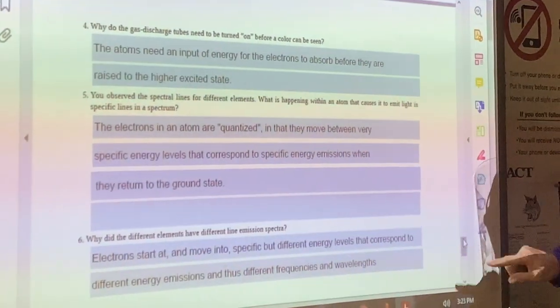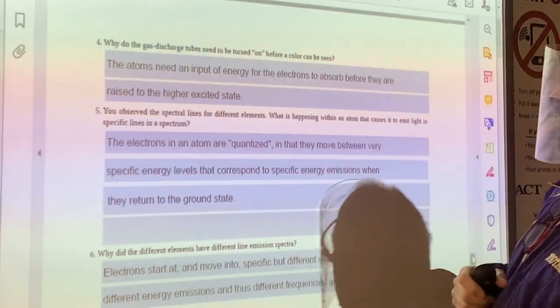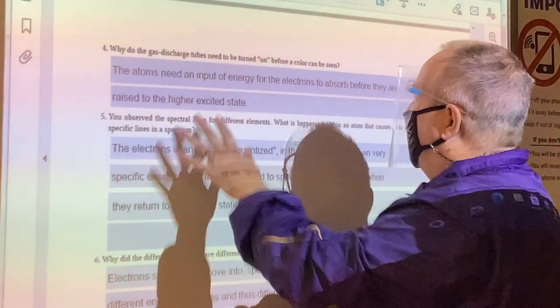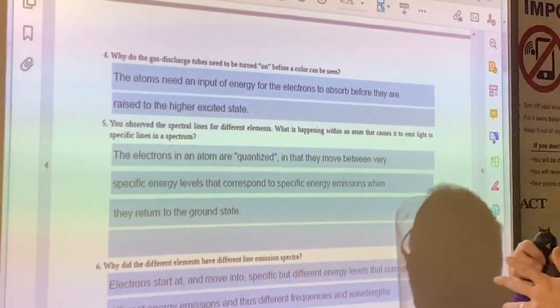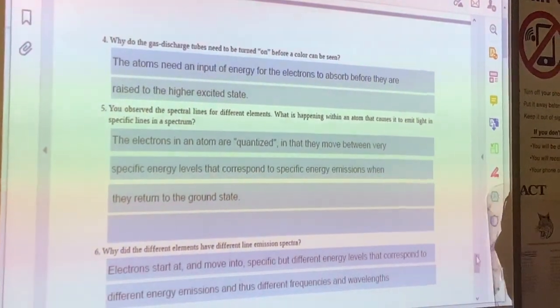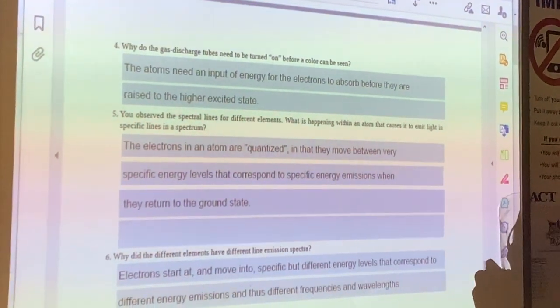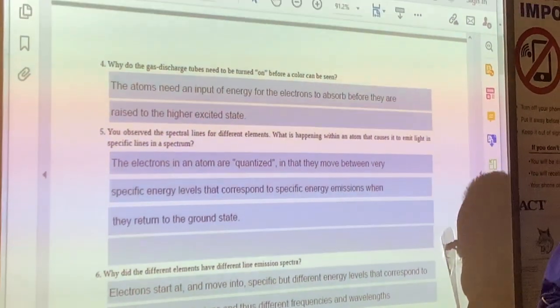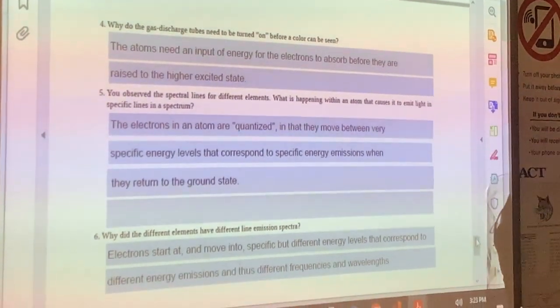Simple math. Now it says, why do gas discharge tubes need to be turned on before a color can be seen? Well, the atoms need an input of energy for the electrons to absorb before they are raised to a higher excited state and begin to glow.